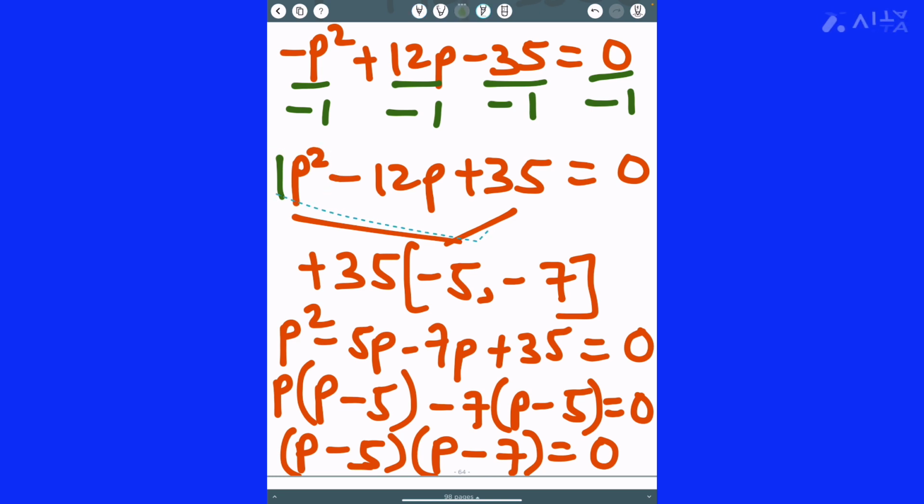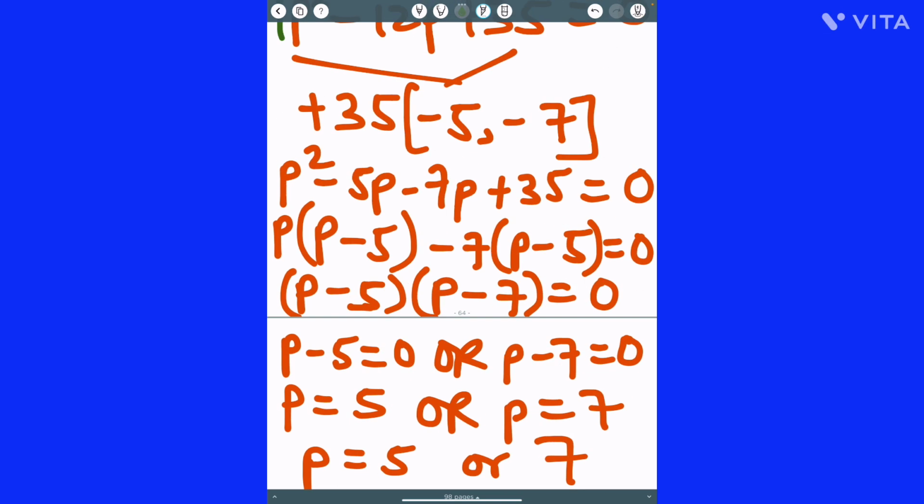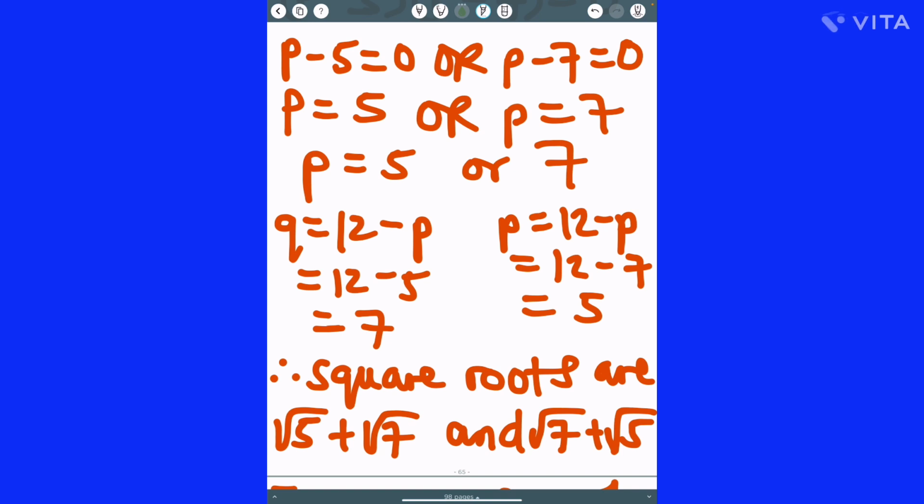So if I multiply plus 1 by plus 35, I'll get plus 35. What are the factors that multiply to give plus 35 and add to give minus 12? Those factors are minus 5 and minus 7. So I'll split minus 12p into minus 5p minus 7p. So that factorizes into this. And my p is 5 or 7. So when p is 5, q is 7. When p is 7, q is 5.